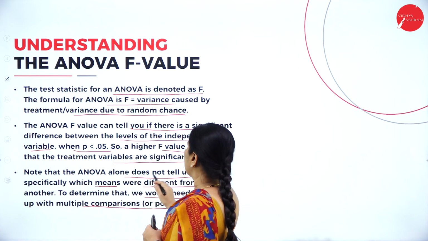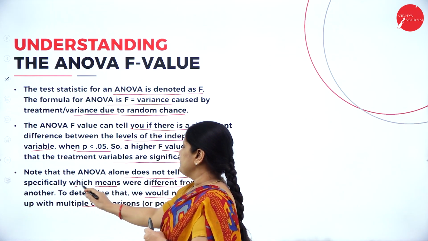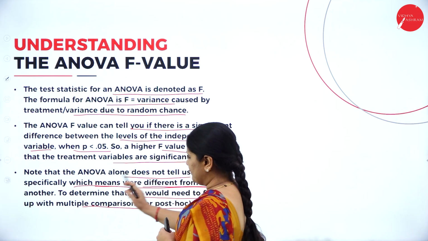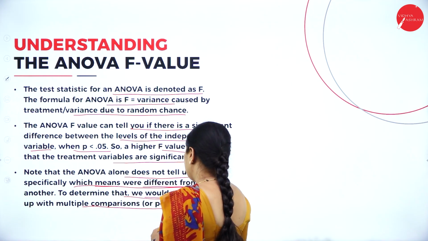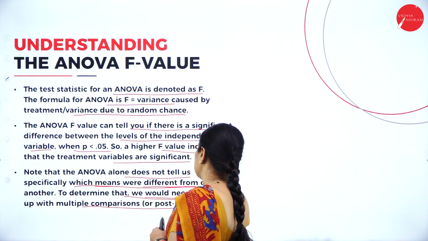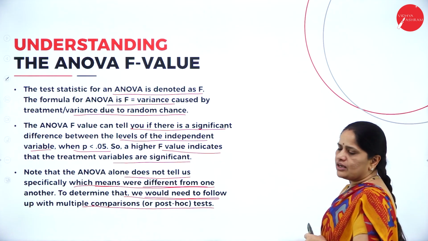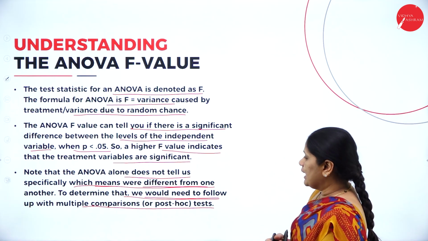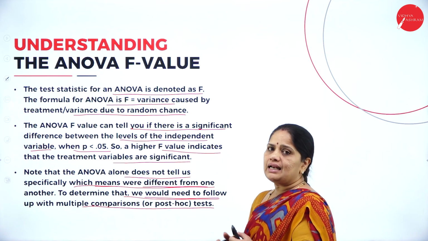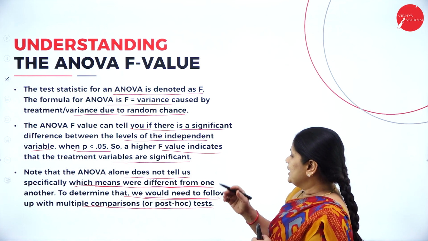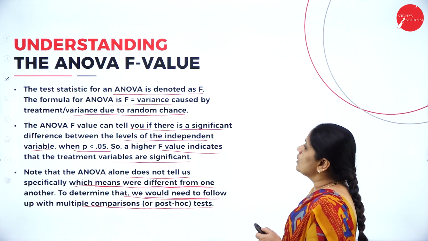Note that the ANOVA alone does not tell us specifically which means were different from one another. To determine that, we would need to follow up with a multiple comparison or the post hoc test. So with the help of ANOVA alone, we cannot tell about the means, but we need to have other tests also.